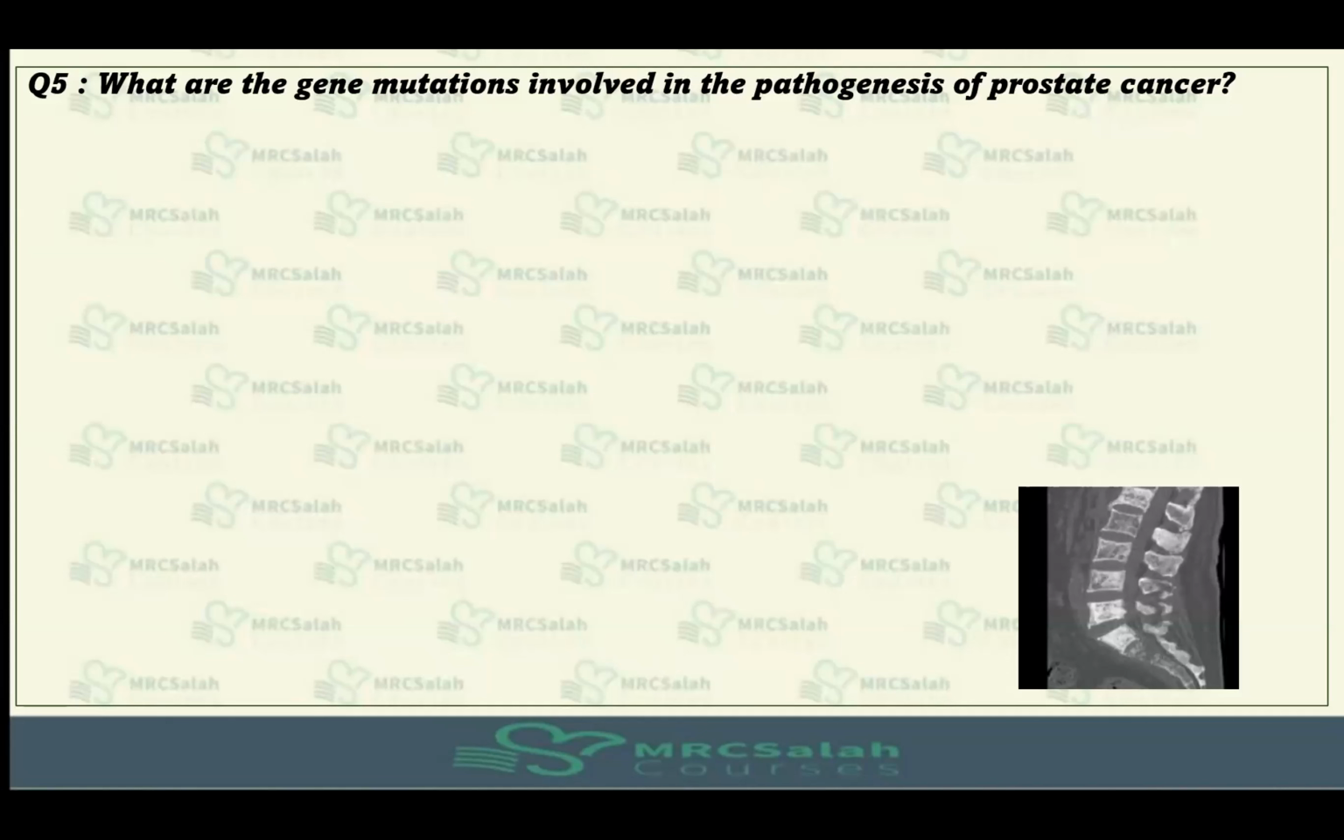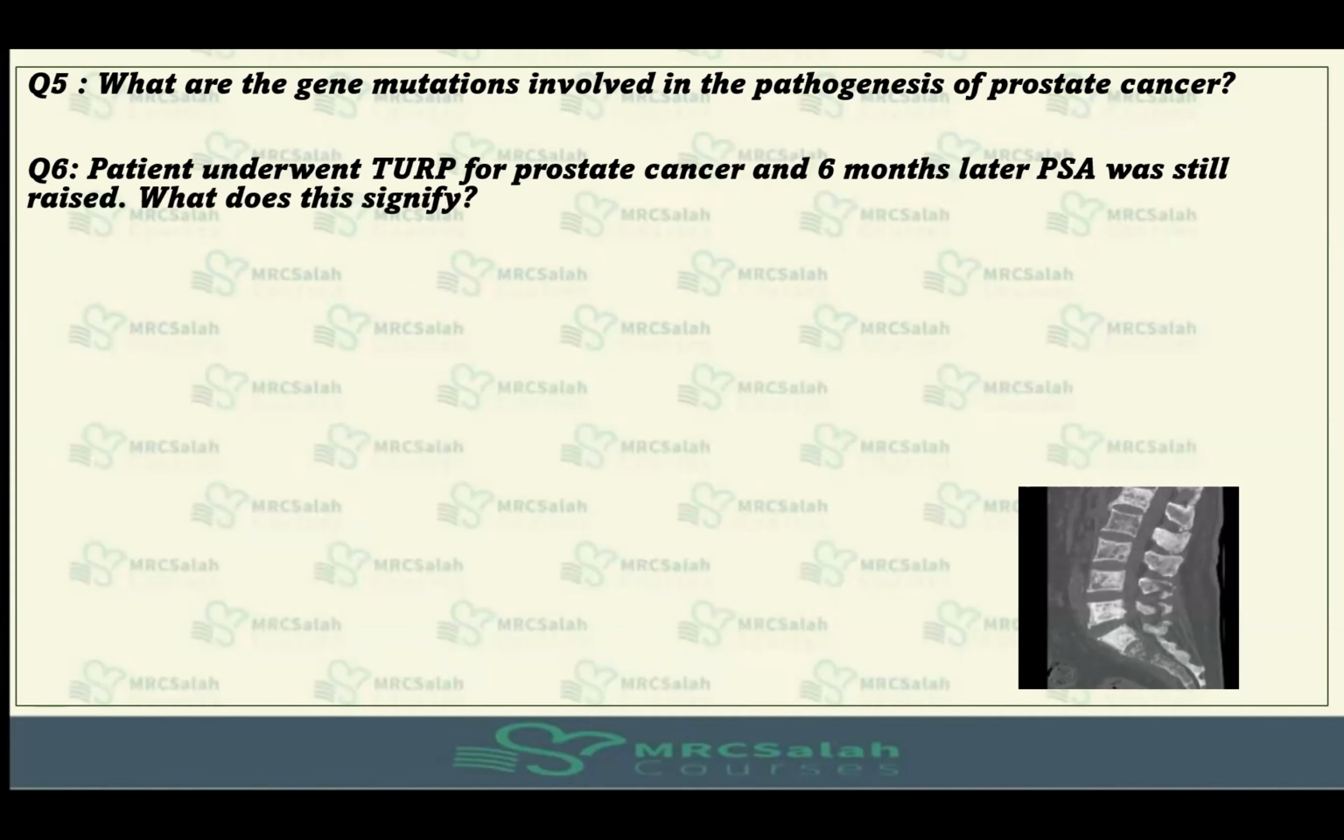What are the gene mutations involved in the pathogenesis of prostate cancer? MSH, MLH, also TMPRSS2. Yes, great. It's called transmembrane protease serine 2. Okay, great. A patient underwent TURP for prostate cancer and 6 months later PSA was raised. What does this signify?